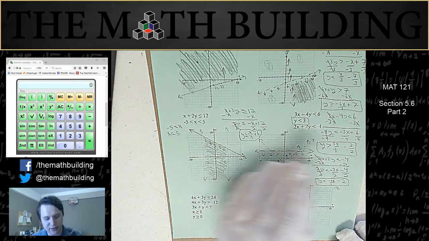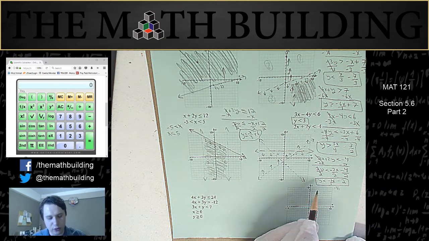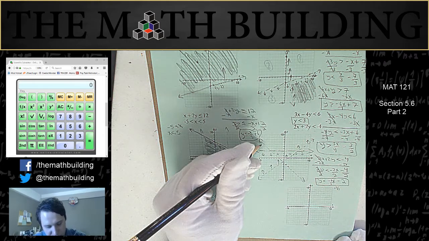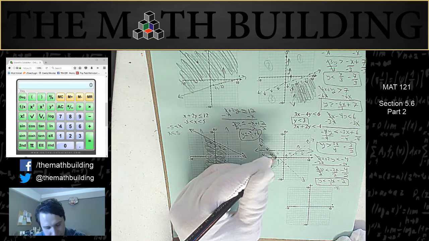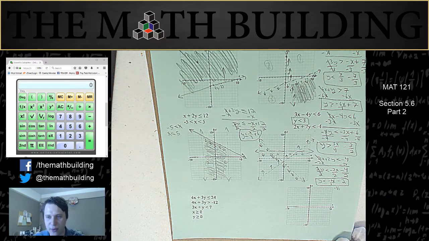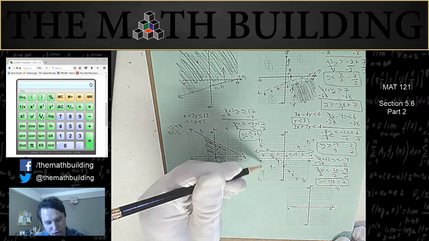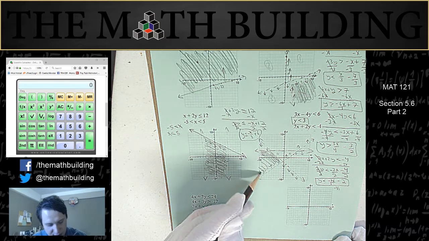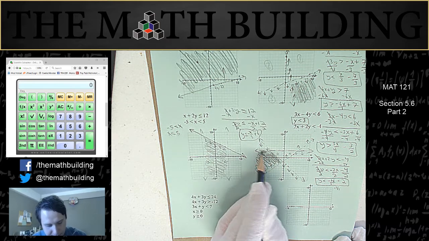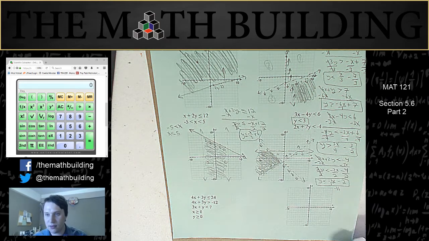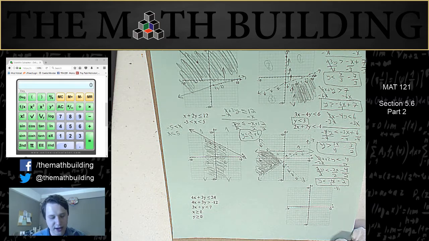Always put arrows on your lines to indicate that they go on forever. So, do we shade above or below? Y is less than negative x minus 2, so we shade below this line. All right, so now the only place where our shading overlaps is this region over here. Stay below the line y equals 3, and we shade all of this over here. And there you go. Any point in this region satisfies all 3 of these inequalities.